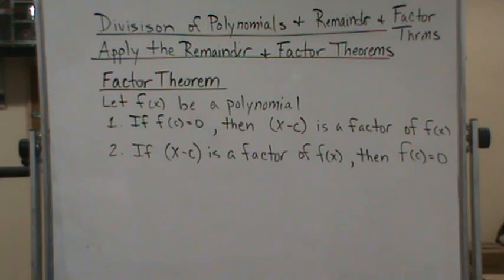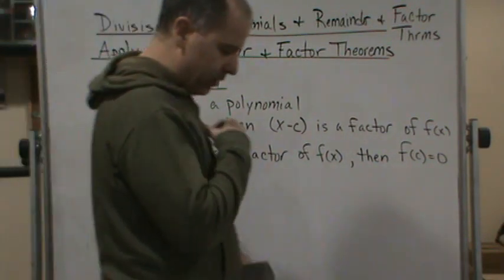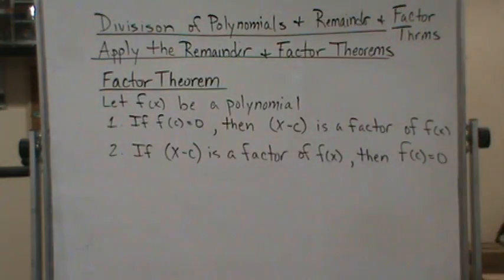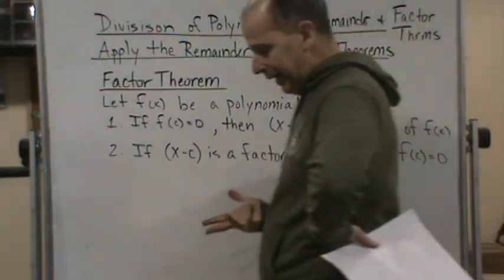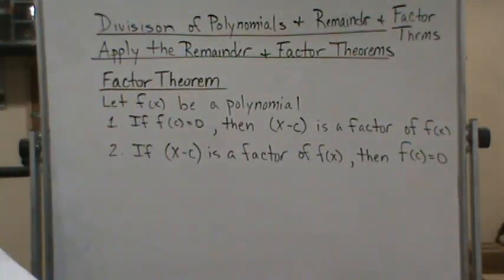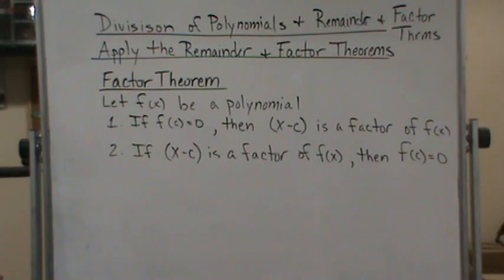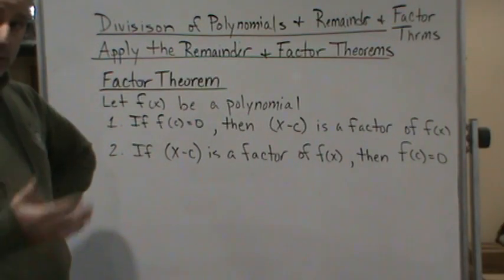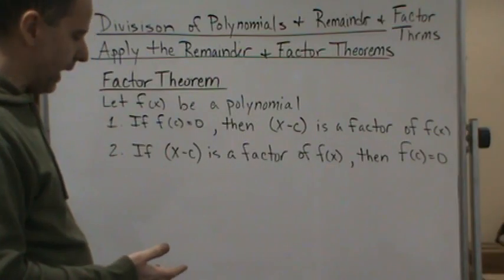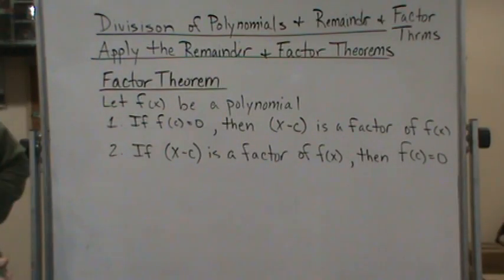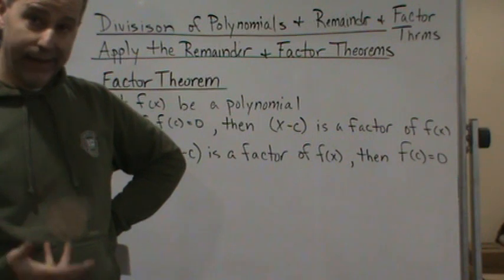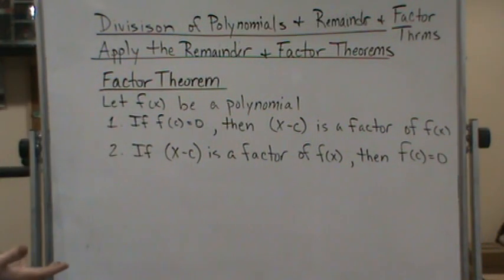All right, welcome back. So here is where we're going to get into the factor theorem. In the previous examples that I've done, I've pointed out that in some of those cases we got a remainder of 0, and that means that the resulting quotient is a factor of the original polynomial, but also that the divisor is also a factor, right?